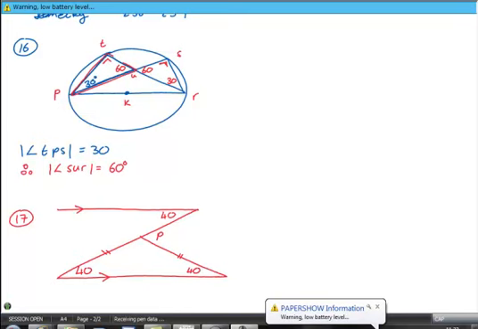Isosceles triangle, base angles are equal. If that's 40 degrees, 40 and 40 is 80, which means this has to be 100. This is a straight line, has to be 80 degrees. Moving on, question 18.